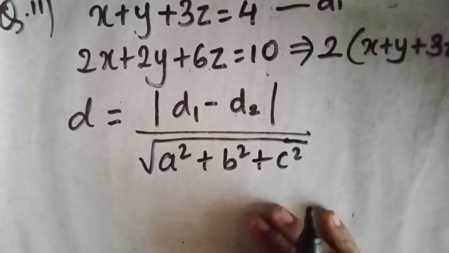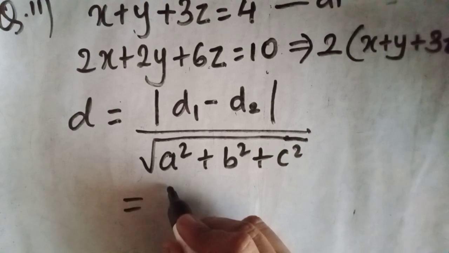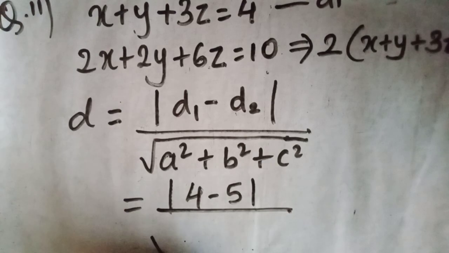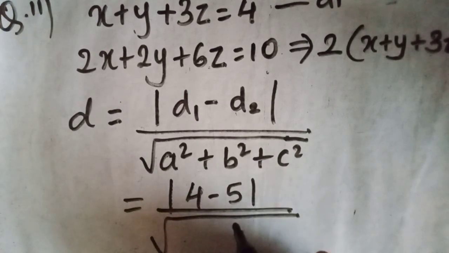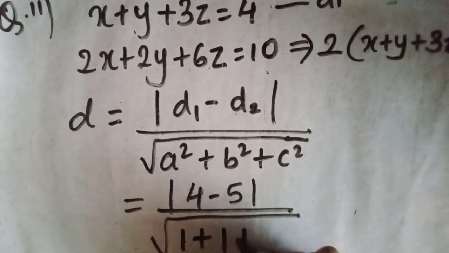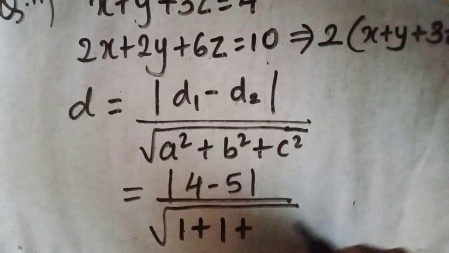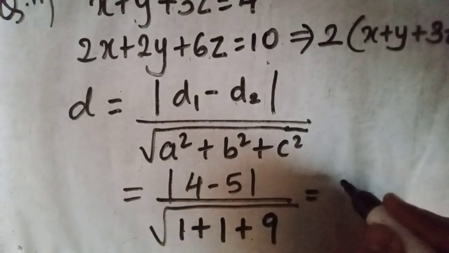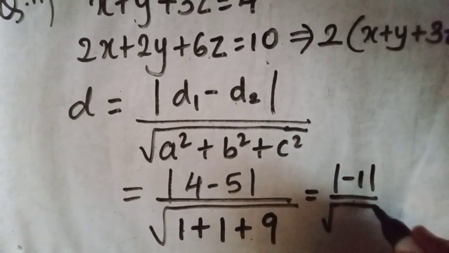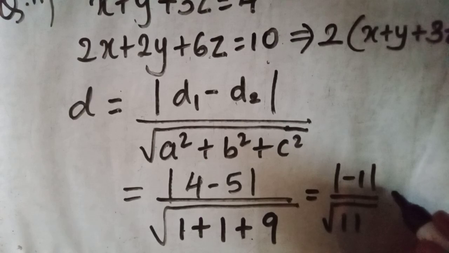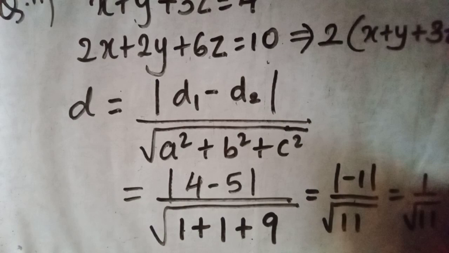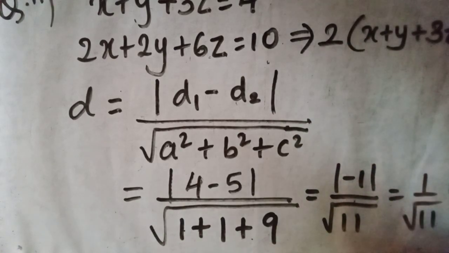Okay, so this is 4 minus 5 upon root of a square, 1 plus 1 plus 3 square 9. So you'll get minus 1 upon root of 11. Okay, so this is 1 upon root of 11 units.